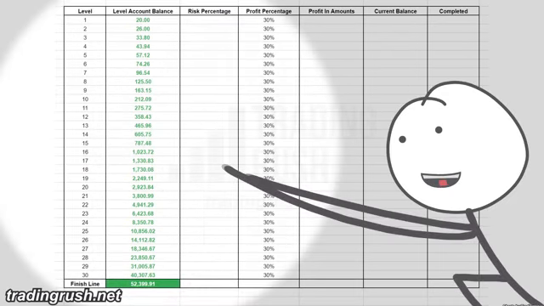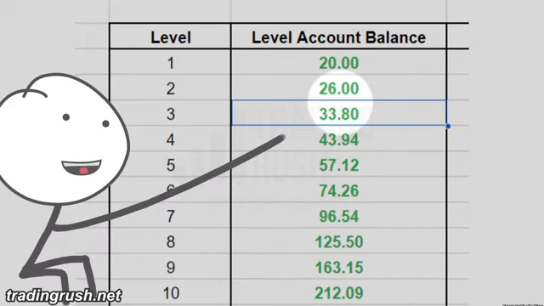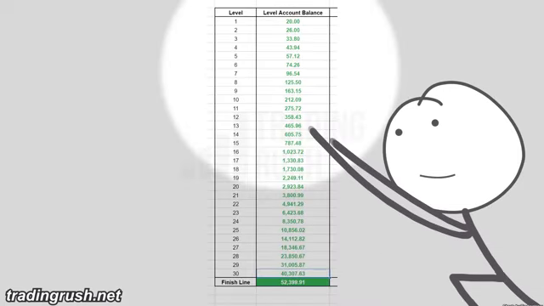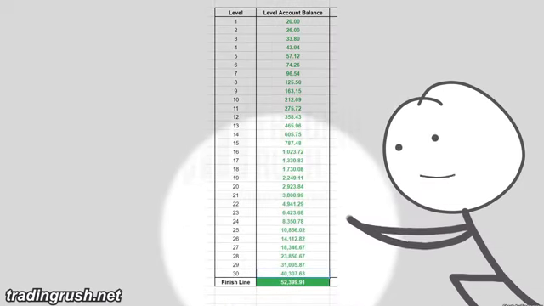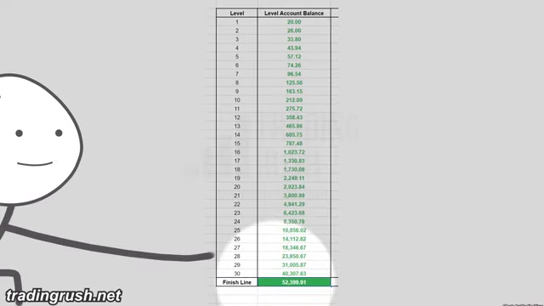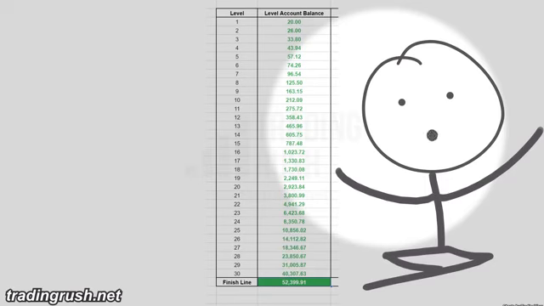Here's the thing. Every level has an account size range. After starting at level 1 with $20, if your account size crosses $26, you upgrade to level 2. If your account crosses $33.8, you upgrade to level 3. But if your account size drops below $33.8, you go back to level 2, assuming you still have $26 or higher. If you keep following this rule, at the 30th level, your account size will reach more than $40,000. And after completing level 30, or in other words, after making the final 30% profit, your total account size will cross $52,000. Sounds good, right?